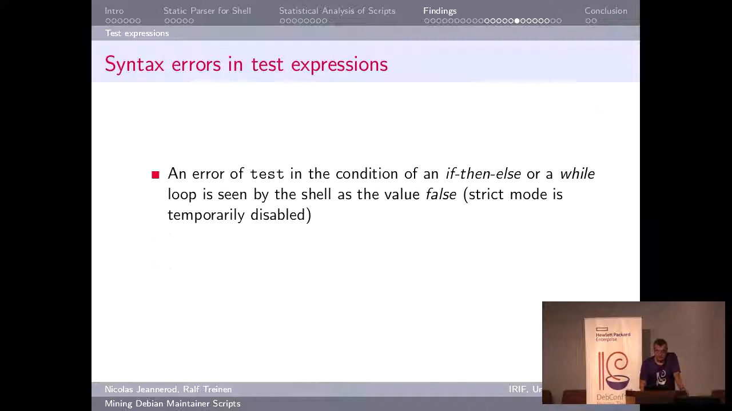Another interesting thing, and this is again a design flaw of the shell, is that we found almost 10 syntactic errors in the test expressions in the maintainer scripts. Now one has to understand why this hasn't been detected before. One would expect that if someone makes a syntactic error in a test expression, the first person who installs the package will find this error, complain, and send a bug report. This hasn't happened. Why? The shell confuses the Boolean conditions, true and false, with presence and absence of errors. And this is the problem.